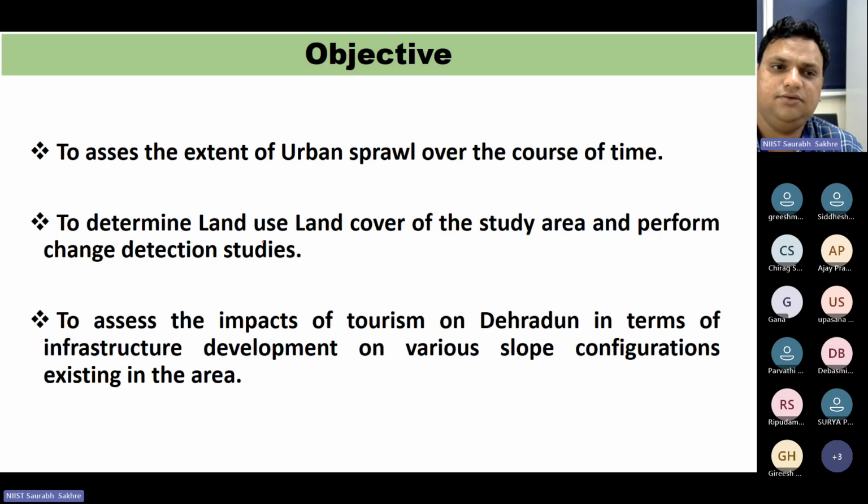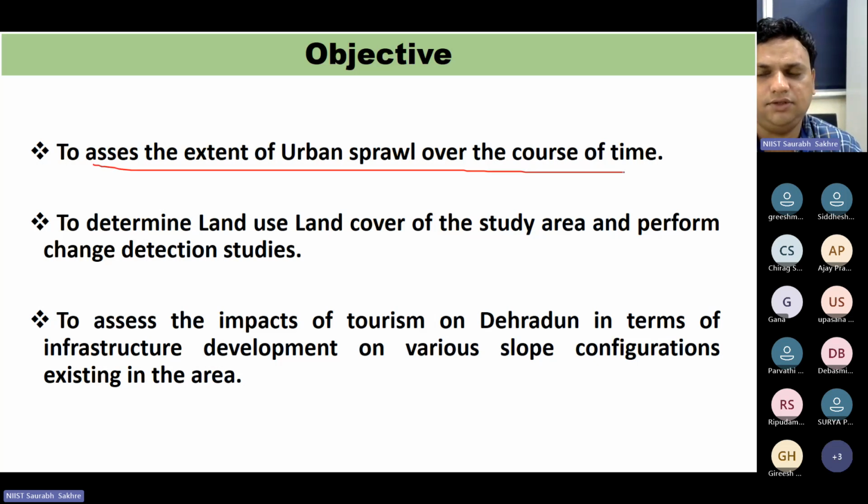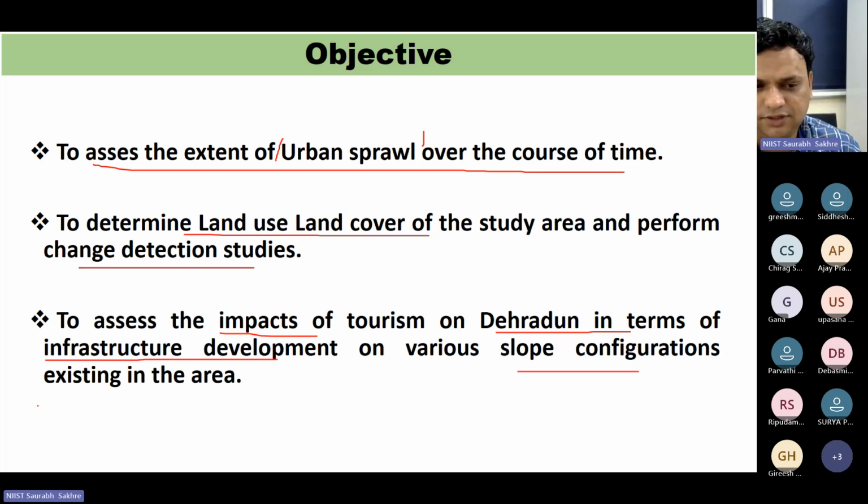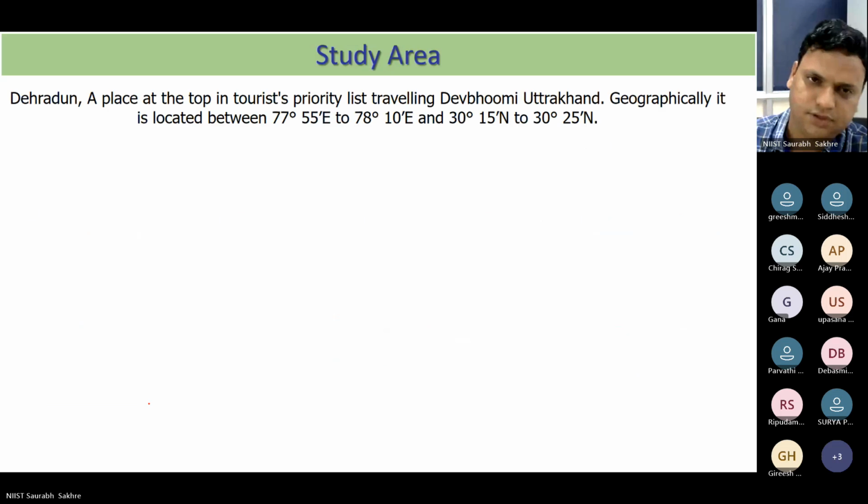Now, the objective in this study was to assess the extent of urban sprawl over the course of time, how much urban area has increased, then to determine the land use units of the study area and perform change detection studies, meaning how much change has happened over a period of time, and to assess the impacts of tourism on Dehradun in terms of infrastructure development on various slope configurations existing in the area.